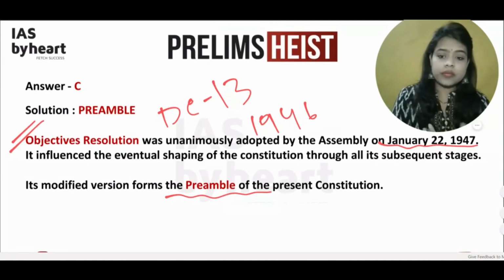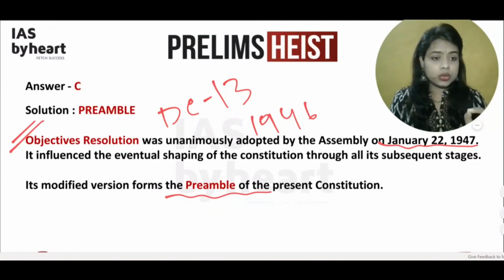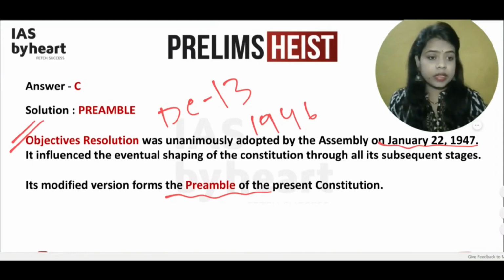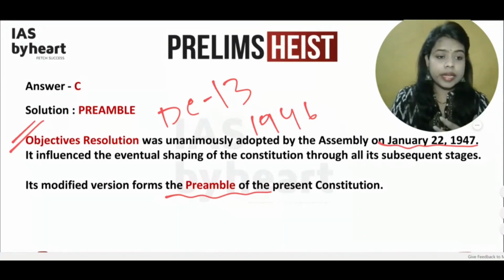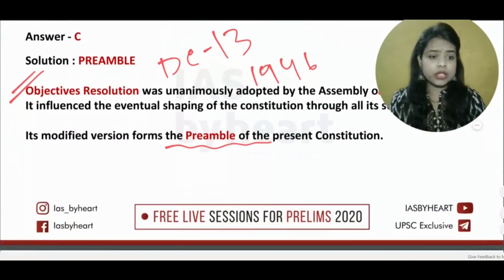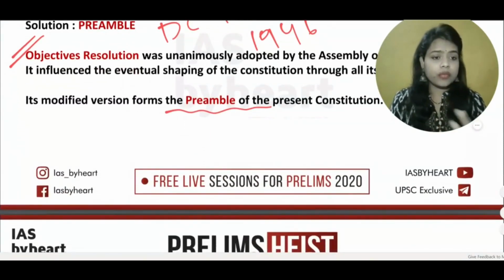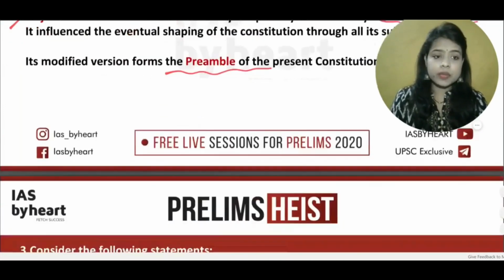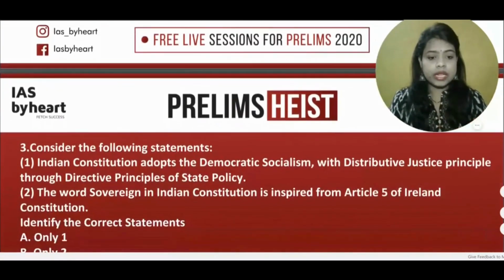Later, all the features which are there in the objectives resolution, which we dreamt that if we have a constitution, we will have it like this, we have incorporated in the preamble. Okay. So this was an easy question only, if you had a little bit of background analysis for the preamble. So the next question.